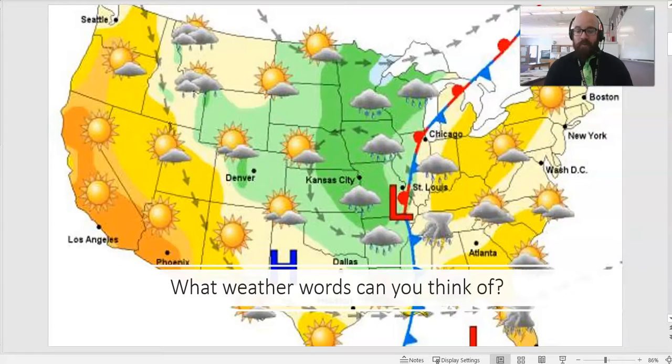You probably recognize some of these symbols. You may hear words such as cold front, warm front, pressure, temperature, cold, hot, rainy, snowy, windy, and any other terms you may think of that you've heard on the forecast. We're going to go through a lot of these terms in detail throughout this unit.